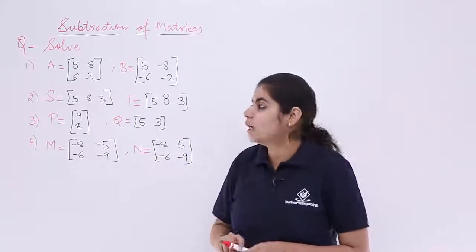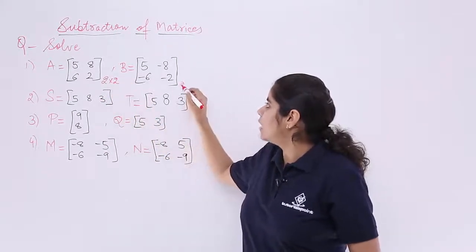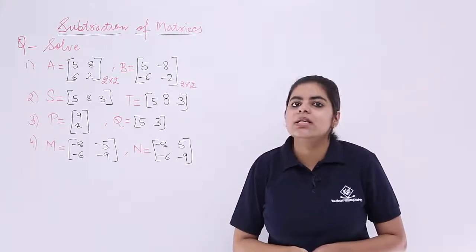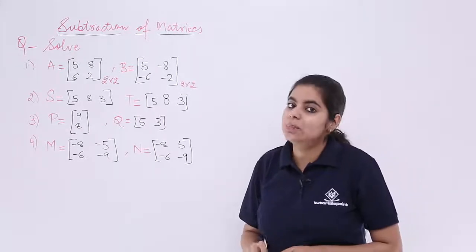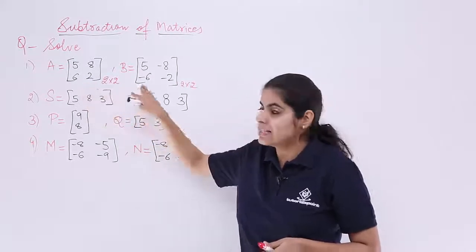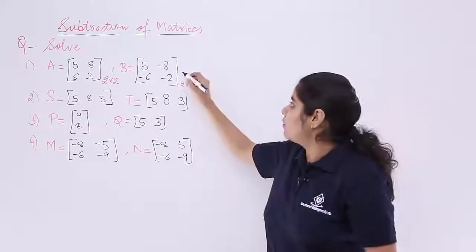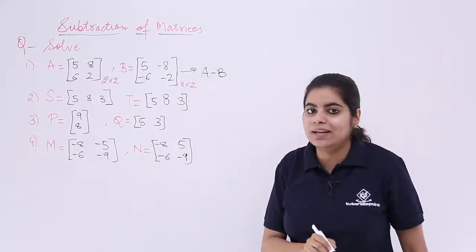So, that means their order is 2 by 2. So, I will be writing here it is 2 rows, 2 columns here and 2 rows, 2 columns here. The order is same and hence subtraction is possible in this case. Let's subtract now. If nothing is written, that means you have to subtract first minus second only, right? So, since it is not written, we are supposed to do A minus B only and nothing else.